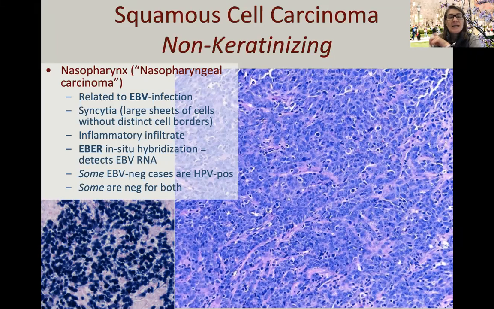Interestingly, some cases that are negative for EBV actually harbor HPV, and some cases that are negative for EBV and negative for HPV just don't have any virus and are just generic run-of-the-mill squamous cell carcinomas. So just keep that in mind. There is a hierarchy of testing. In the nasopharynx, we'll do EBV, then HPV, then maybe just generic molecular testing. In the oropharynx, we'll certainly start with HPV.